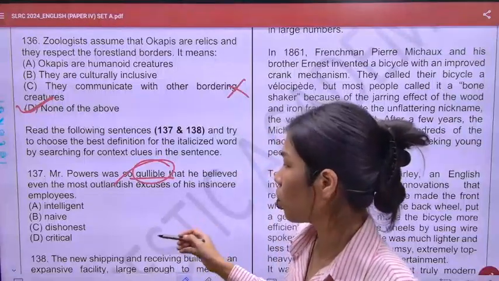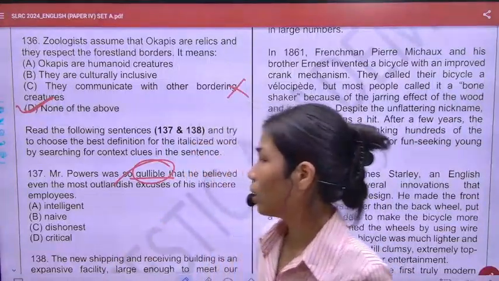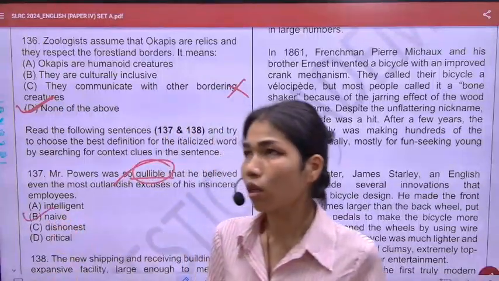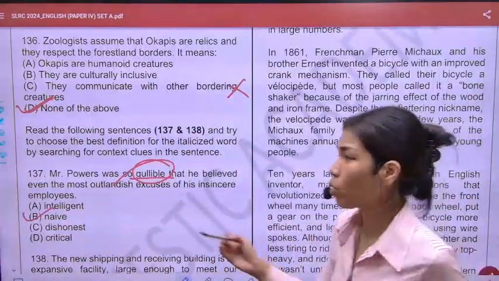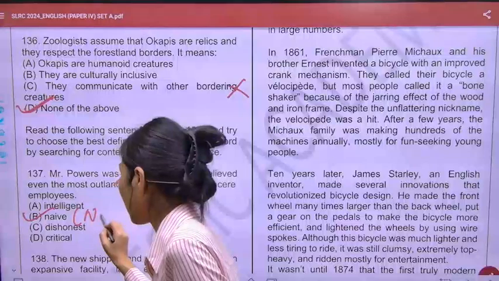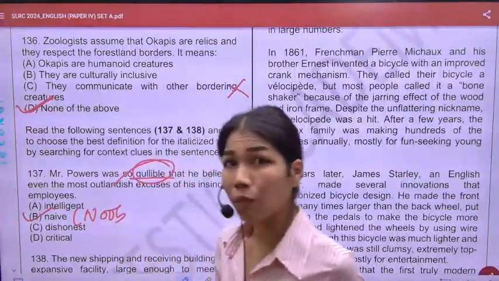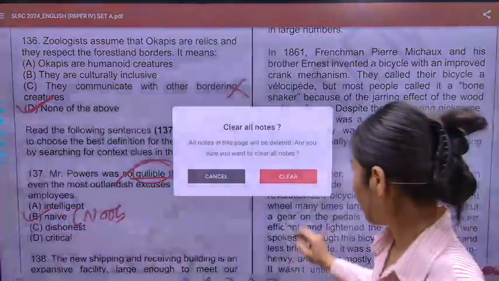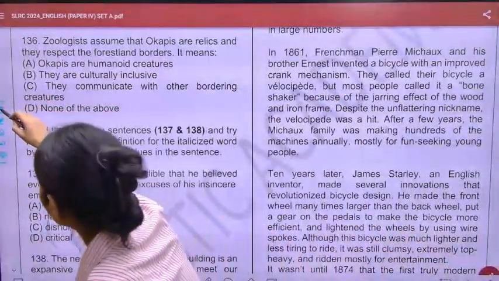So in that case your options are given: intelligent, naive, dishonest and critical, and the answer should be naive. Naive means immature. You can also say the synonym of naive is noob, right? So you can give option B as your answer. Let's move to the next question.